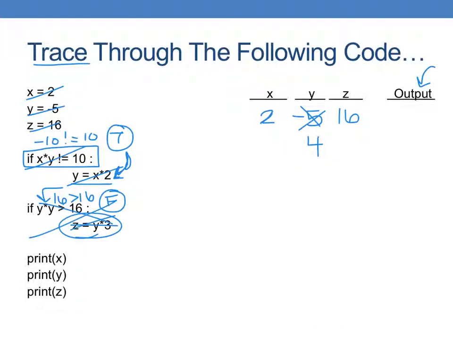So then we skip to the bottom and we're going to print to the screen, and that's where our output section comes in. We're going to print the x value, which is 2, the y value, which is 4, and the z value, which is 16. So that's what tracing looks like. We're just going through, tracking the values of our 3 variables, and then showing what will output to the screen anytime we have some print statements.